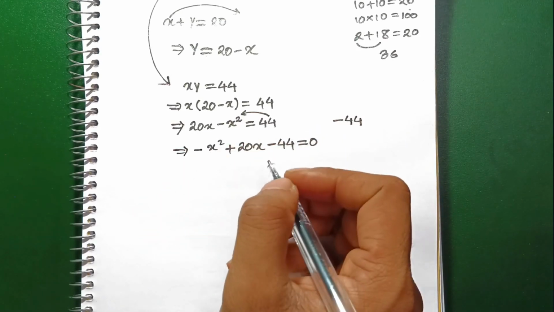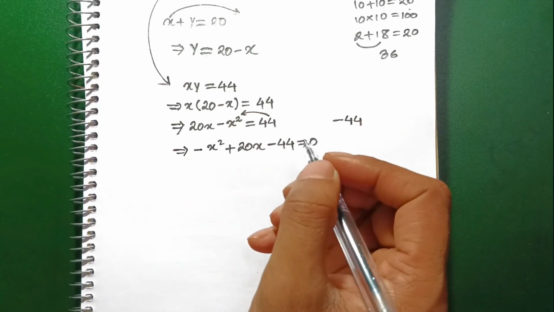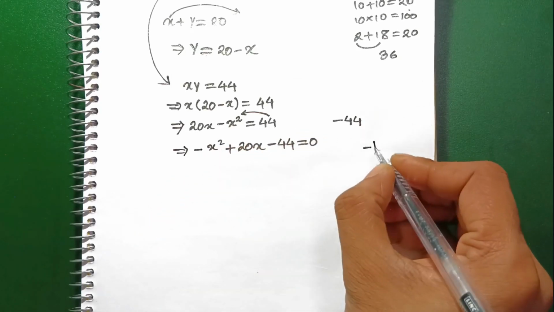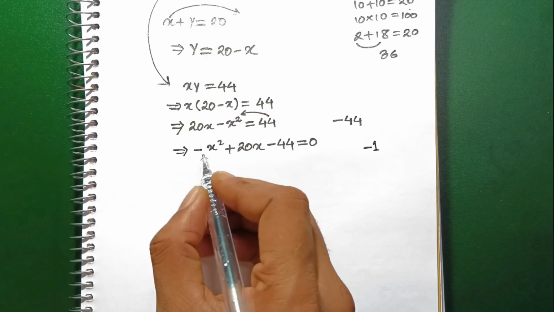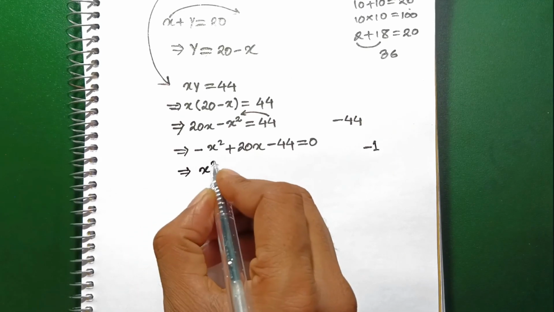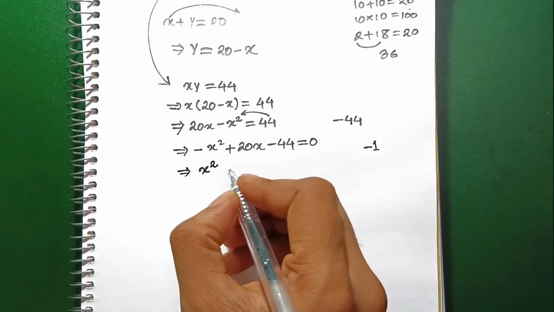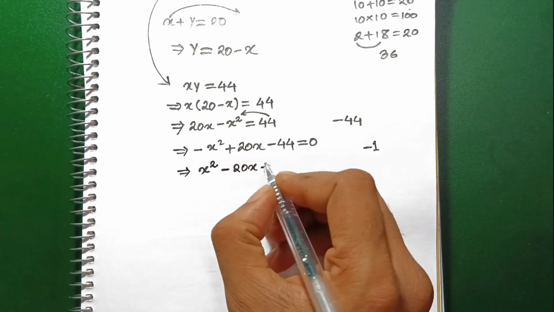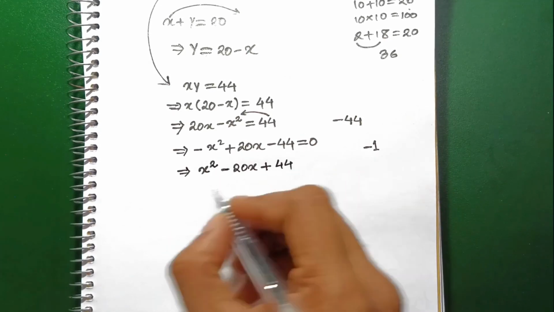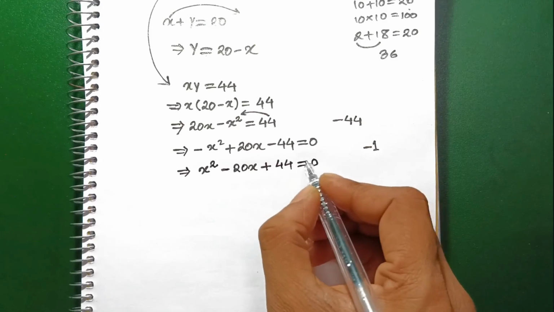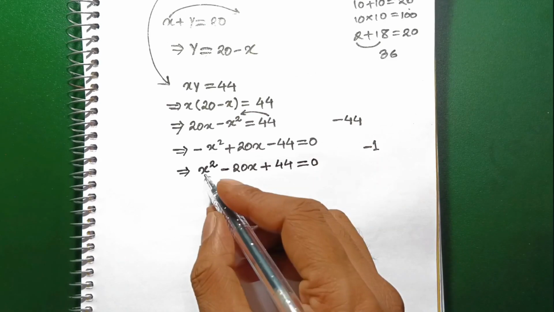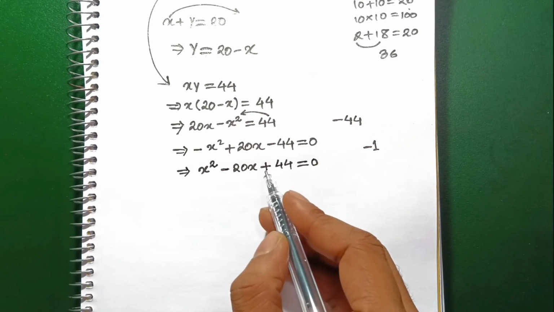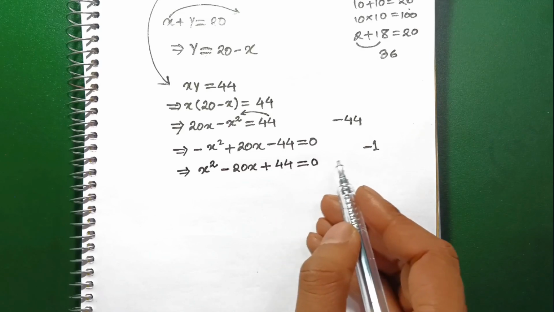So a great pro tip here is to multiply the entire equation by -1 just to flip all the signs. Negative x squared becomes positive x squared, positive 20x becomes negative 20x, and negative 44 becomes positive 44. So now we have a beautiful, clean, standard quadratic equation: x squared minus 20x plus 44 equals 0.